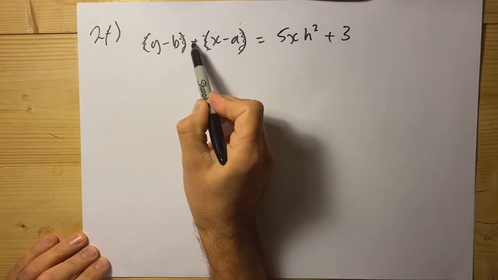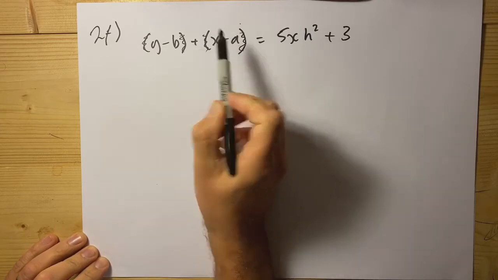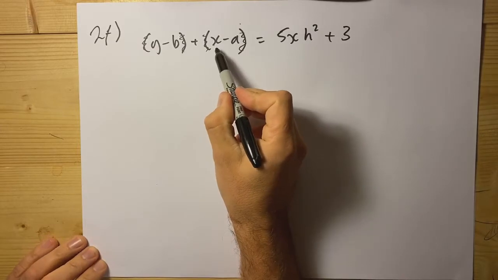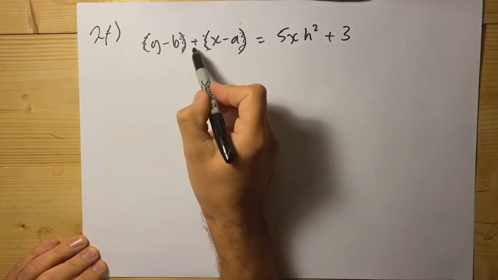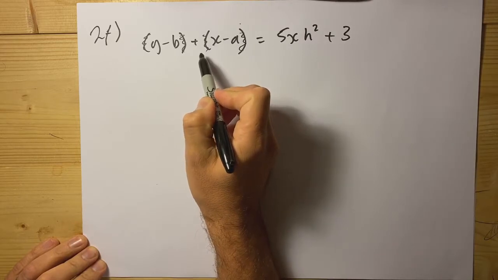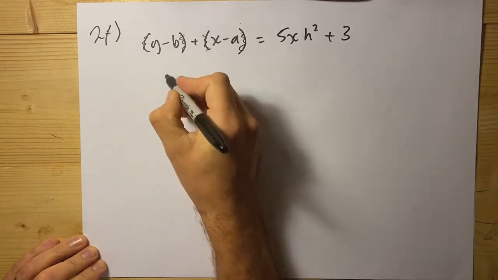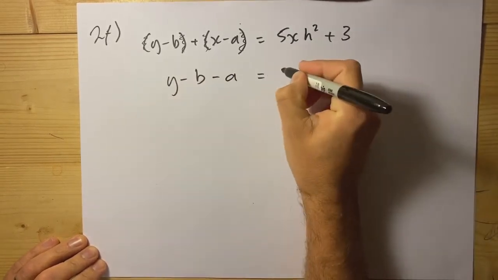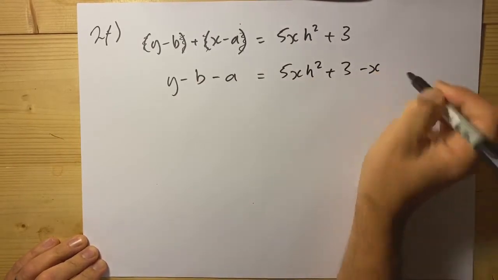Now, if that was a minus sign, then it would, and we'd have to just be a bit careful with what we were doing here. But let's not worry about that for now. Okay, so probably the easiest thing we can do on this side is get the x over here. So if we subtract x from both sides, that means this x will move and we'll end up with minus x over here. So let's do that. Y minus b minus a, because we subtracted the x off, equals 5x h squared plus 3 minus x.